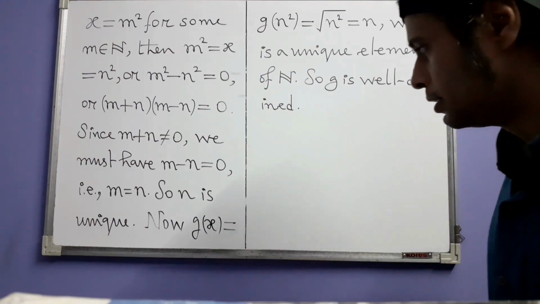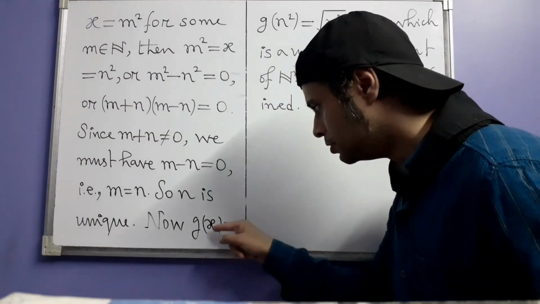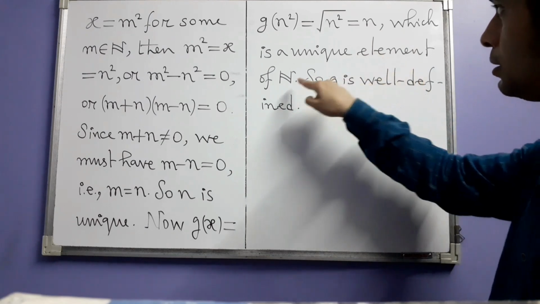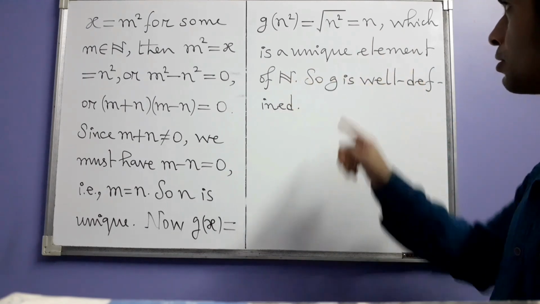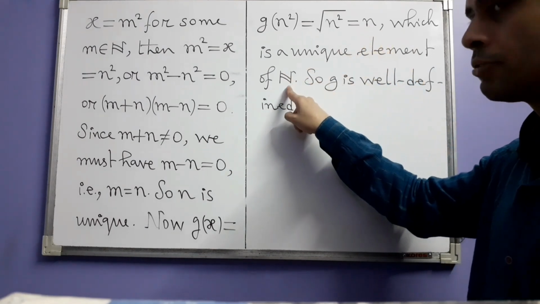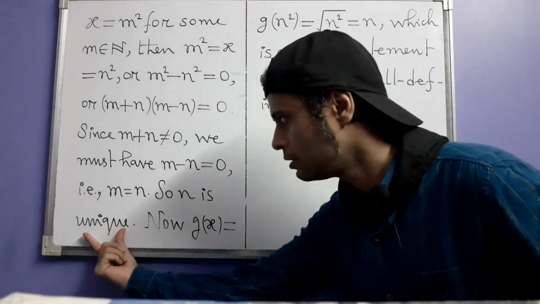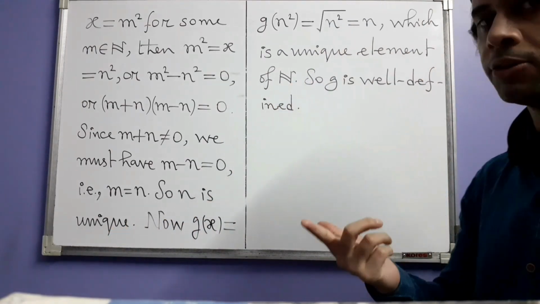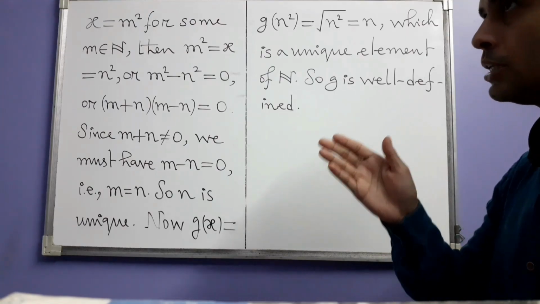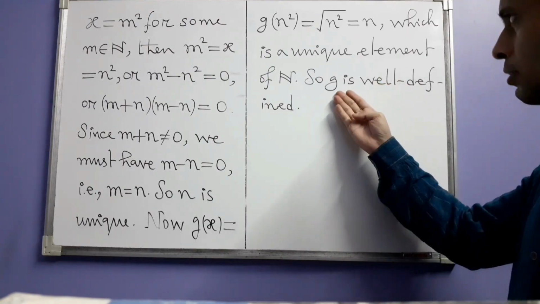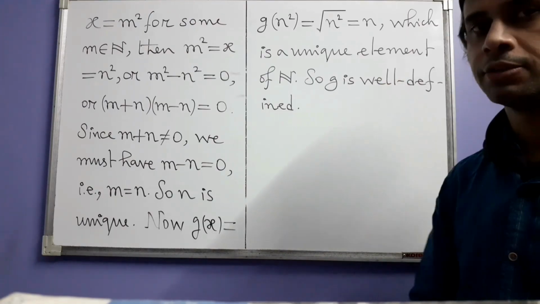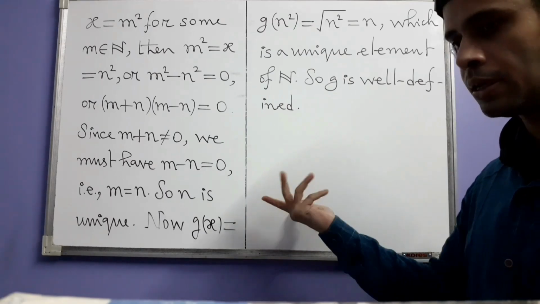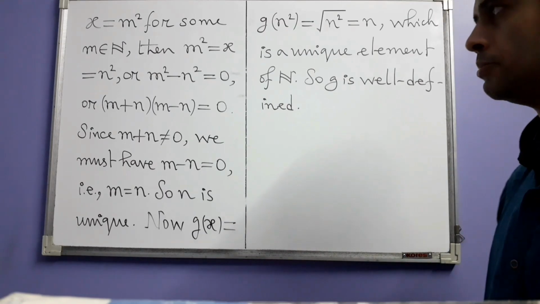So what are we getting? For that chosen x, g of x is n, which is a unique element of N. Not only is this n itself a natural number, but n is unique. So for a given input, you are getting a unique output, only one output. That is why g is a function, or in other words, g is a well-defined function. And now we can work with g and see if the other two equations are true.